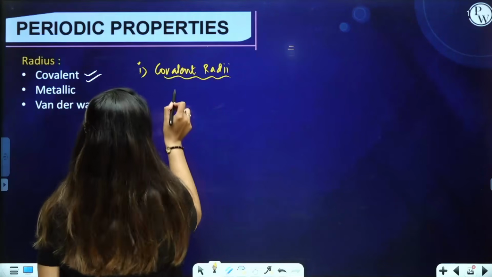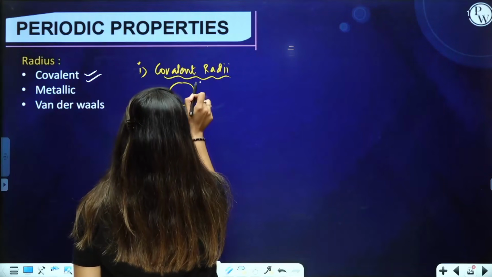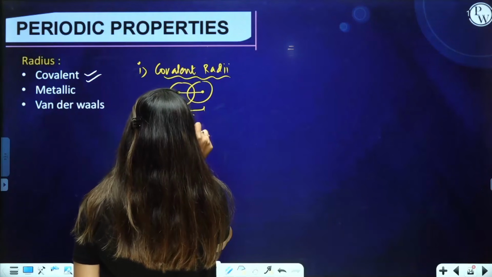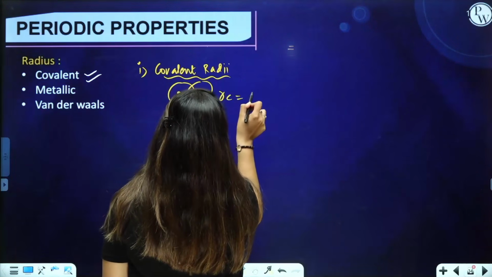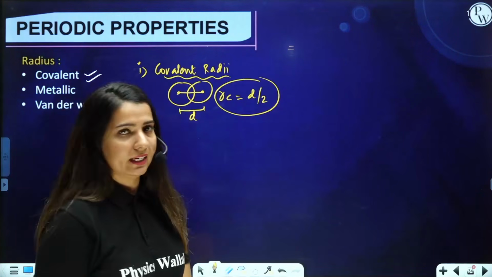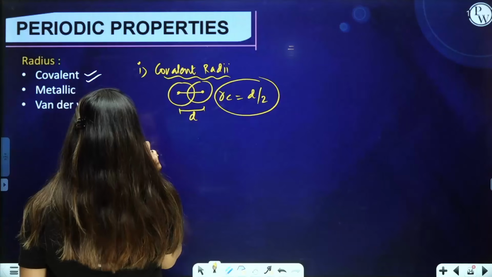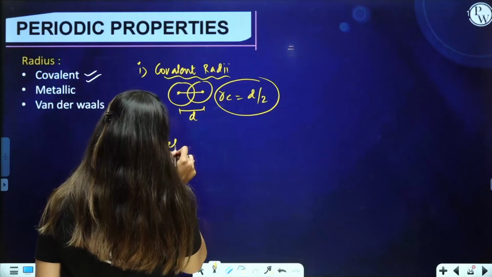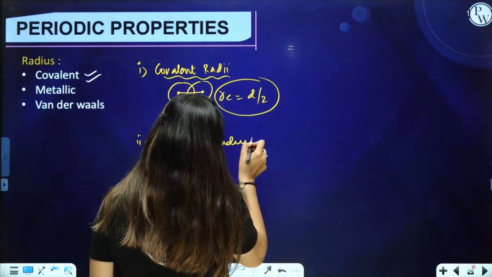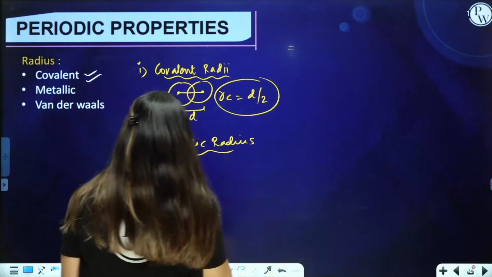Let's say I have an atom covalently bonded to another atom by sharing of electrons. So I have a distance d over here. The covalent radius will be this distance divided by 2. Okay, covalent radii. What about if I have to calculate the metallic radius? Metallic radius is calculated specifically for the metals.